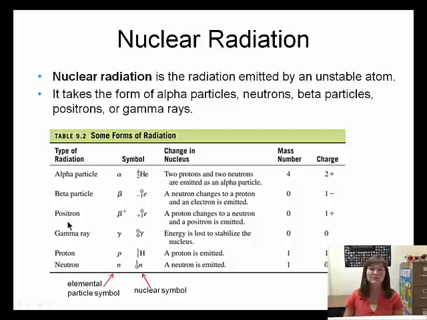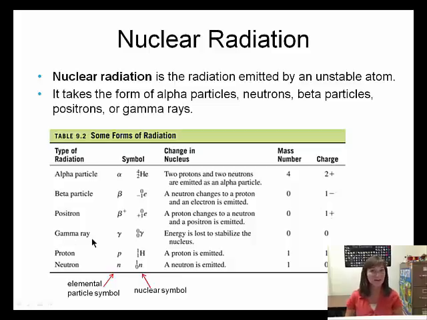You can also lose a positron from the nucleus. Here is the elemental particle symbol for a positron, and this is the nuclear symbol for a positron. The way they describe a positron coming out of the nucleus is they say that a proton changes into a neutron, and then the positron is emitted. If you think about the proton, it has a +1 charge. If it loses a particle that carries away that positive charge, then what you're left with is basically a neutron. It has a mass number of 0 and a charge of +1.